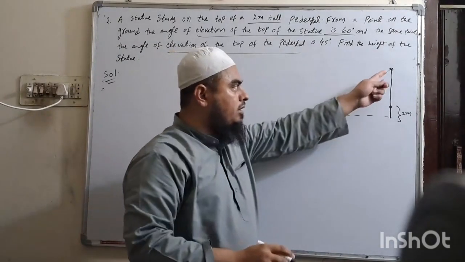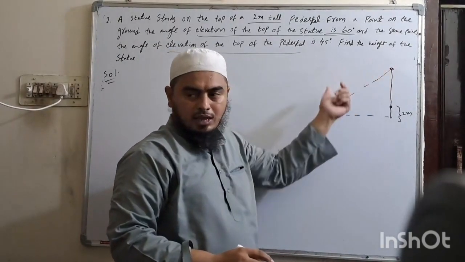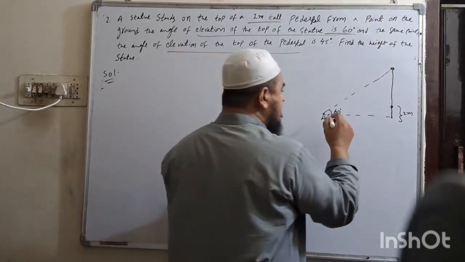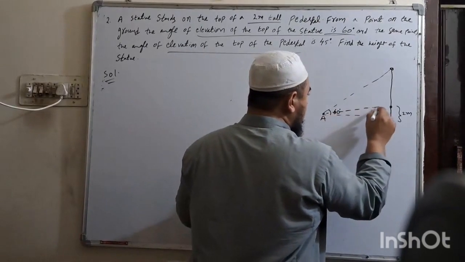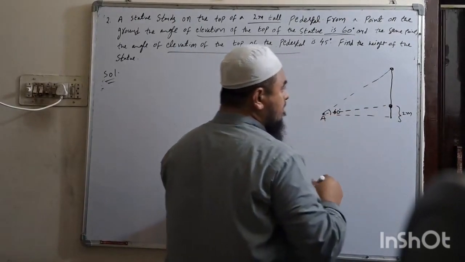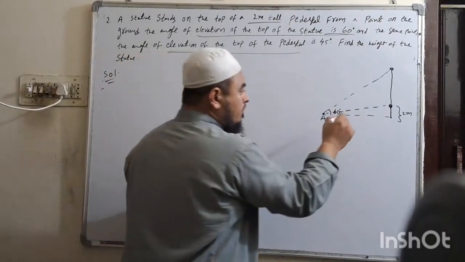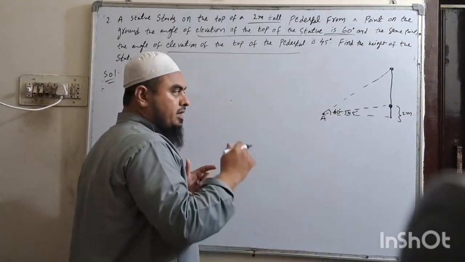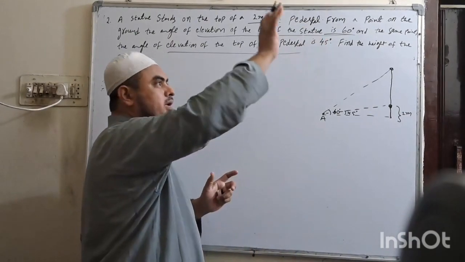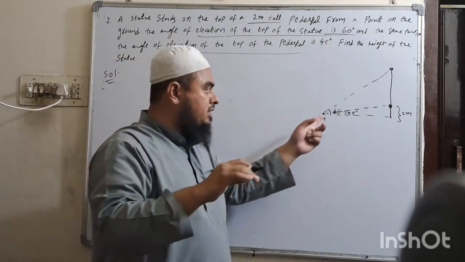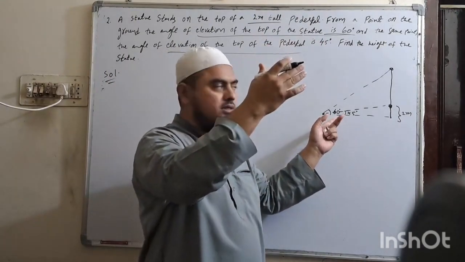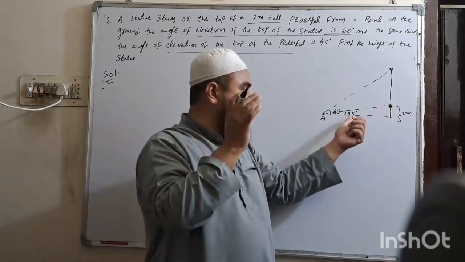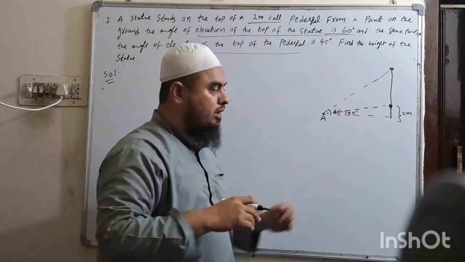First he observed the top of the statue at an angle of elevation of 60 degrees. From the same point he observed the top of the pedestal at an angle of 45 degrees. The top of the pedestal is at an angle of elevation, he is looking by raising his head. First he raised his head, that is the angle of elevation. Top of the statue 60 degrees. Top of the pedestal he is watching at an angle of elevation of 45 degrees.